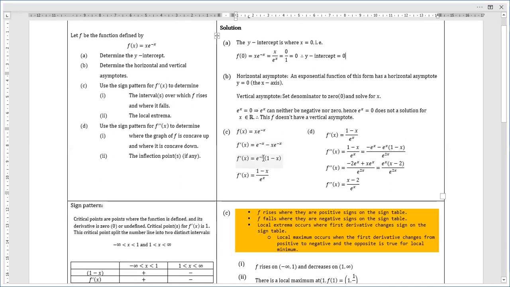If we factor out our e to the power minus x, we are going to be right here, which I decided to write as a rational function here. So if this goes down, it changes sign, so it becomes e to the power x. Okay, that is our first derivative. So whilst we are still here, let's just straight away go to d, which is the second derivative, before we answer where f rises and where it falls.